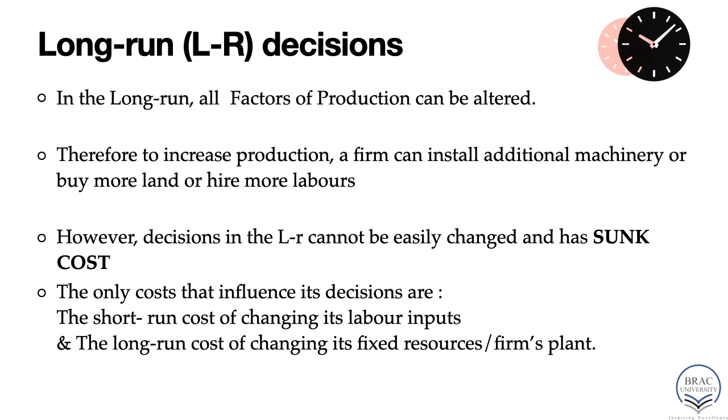Now, the long run. In the long run, all resources can be varied. That is, in the long run, the firm can change all its factors of production. And to increase output in the long run, a firm can change its fixed resources like technology, buildings, and capital, and also has the option to increase or decrease the quantity of labor it hires.